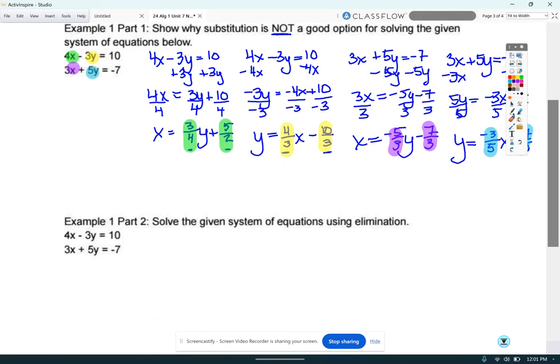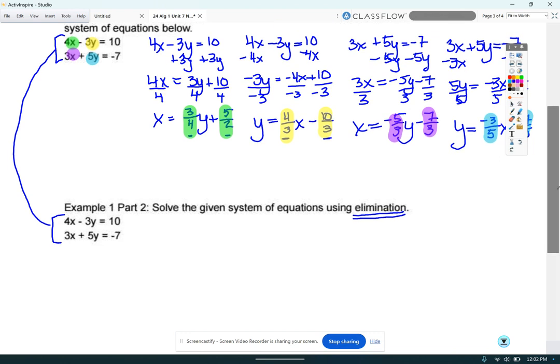So in example 1, part 2, we have the same system we had here. So we've got the same set of equations, but we're going to use a process called elimination. And again, elimination is used when substitution is really just not a good option. And we're going to solve using an algebraic method. Okay, in elimination, what we are trying to do is add the two equations together to eliminate the x's or the y's.